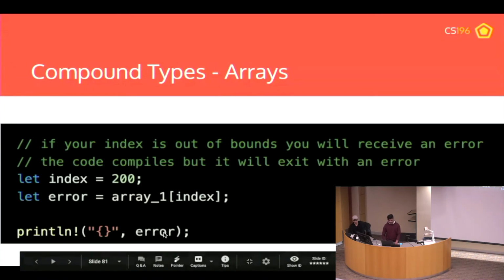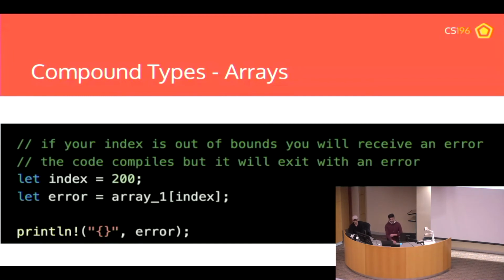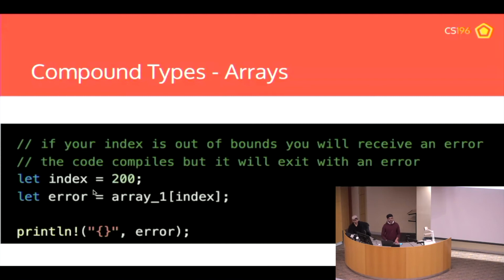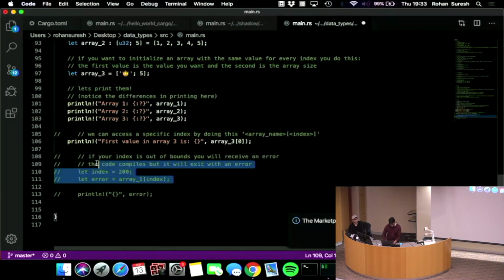Okay. An important thing to note is that if you try and go beyond the bounds, so let's say array 1 we know only has 5 elements in it. If we try to get the 200th index, the code will compile, but we'll get a runtime error. So when the code is running, it'll exit unsuccessfully because it was trying to access memory that it isn't allowed to access. So let's do that over here.